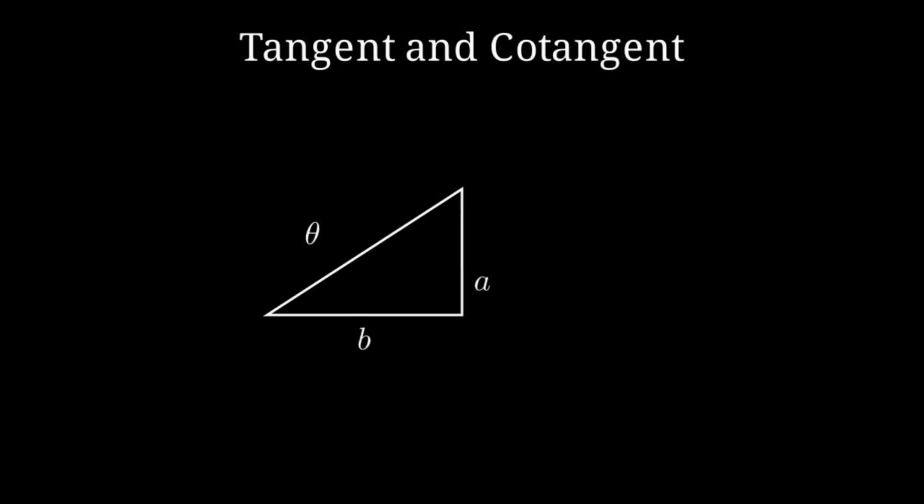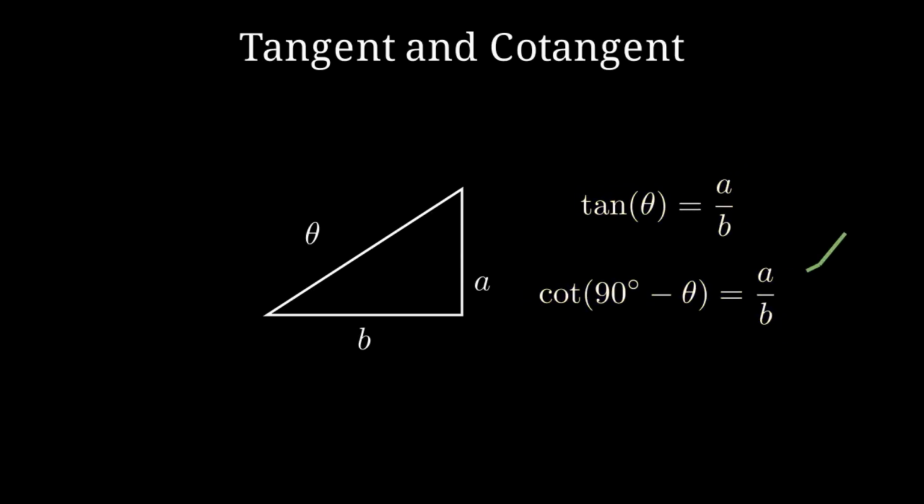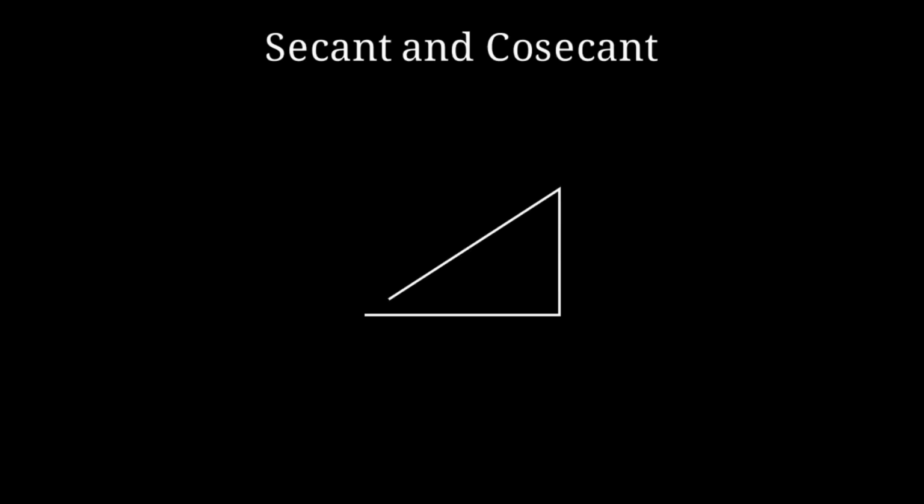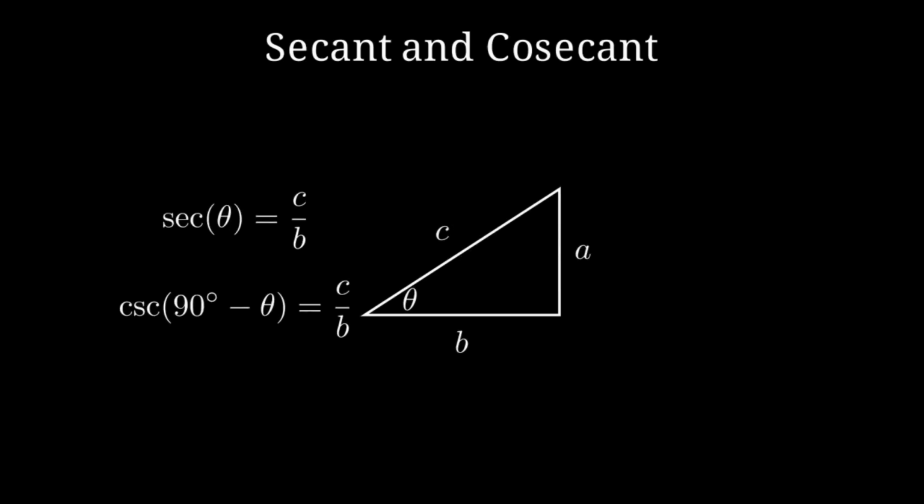Since tangent is opposite over adjacent, and cotangent is adjacent over opposite of the complement, they yield the same ratio. Tan of theta is always equal to the cotan of 90 minus theta. Finally, we see this with secant and cosecant. These reciprocal functions follow the same complementary rule.